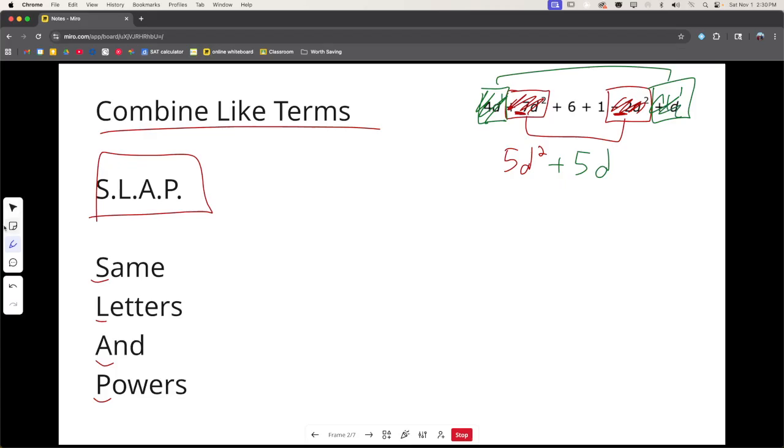And the last thing in the problem is just normal numbers, right? And we've been working with normal numbers for a long time. So these will combine just like normal numbers always do. 6 plus 1 is 7, final answer.